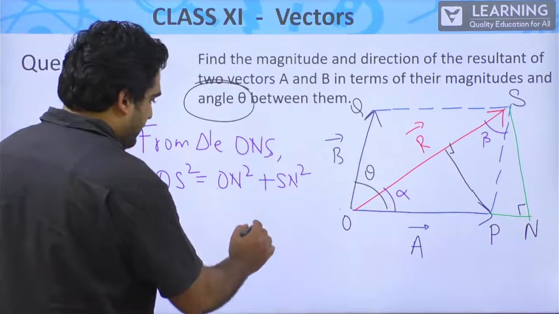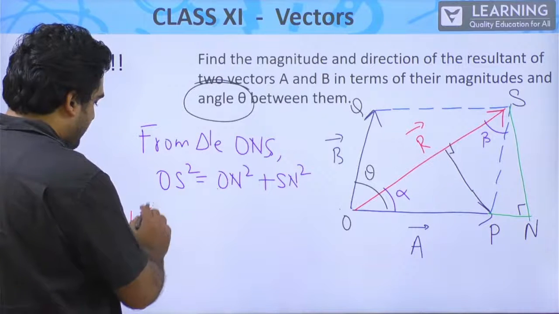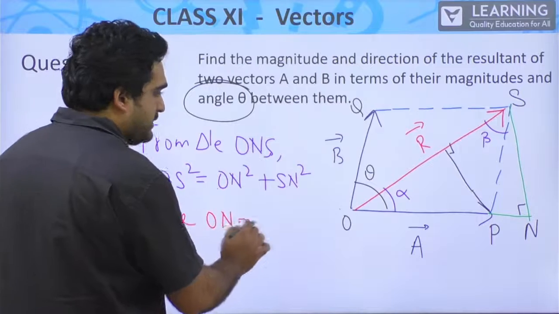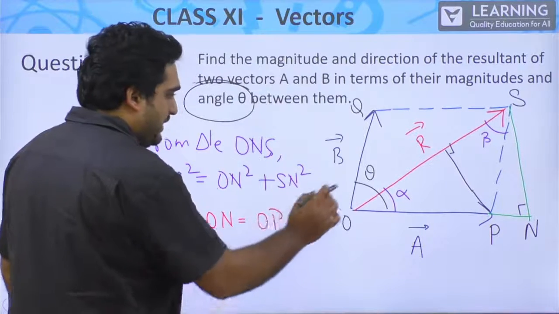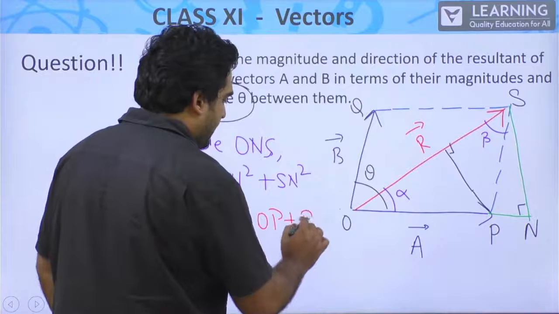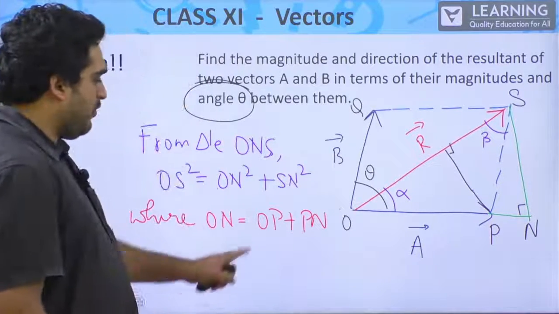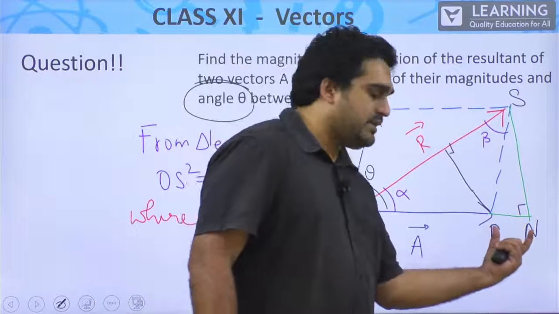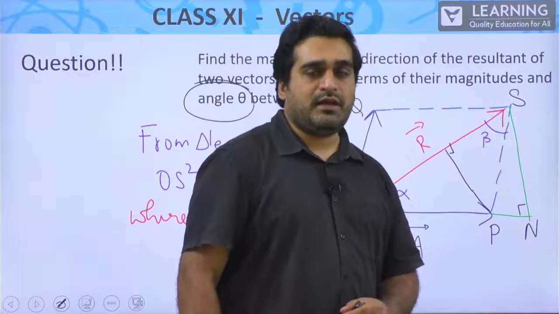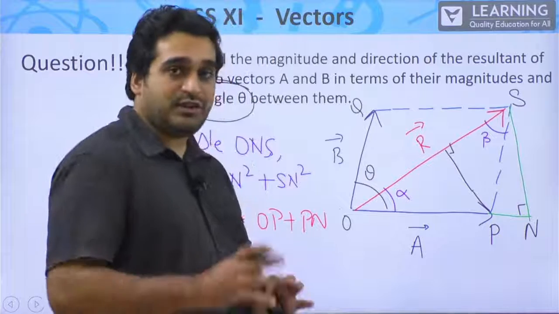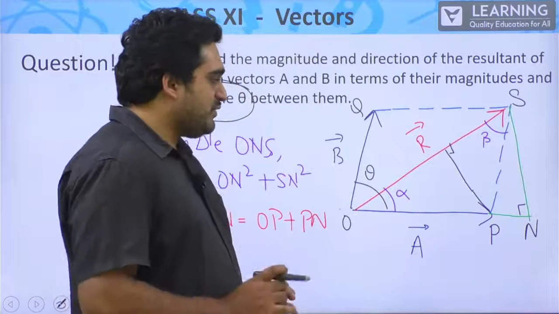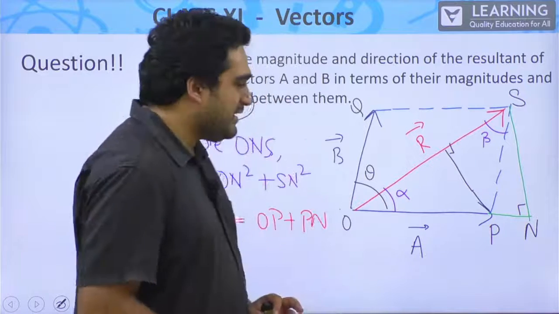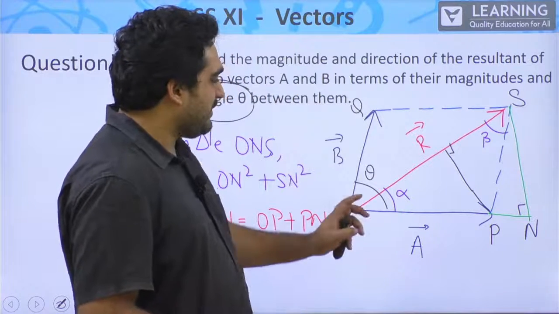So let me write that here, where ON is equal to OP plus PN. OP you know well is A. But what about this extra length PN? I don't know, sir. Let's quit. No, let's not quit. Sometimes when you feel like quitting, you just have to push your way through. And only then you find success, isn't it?